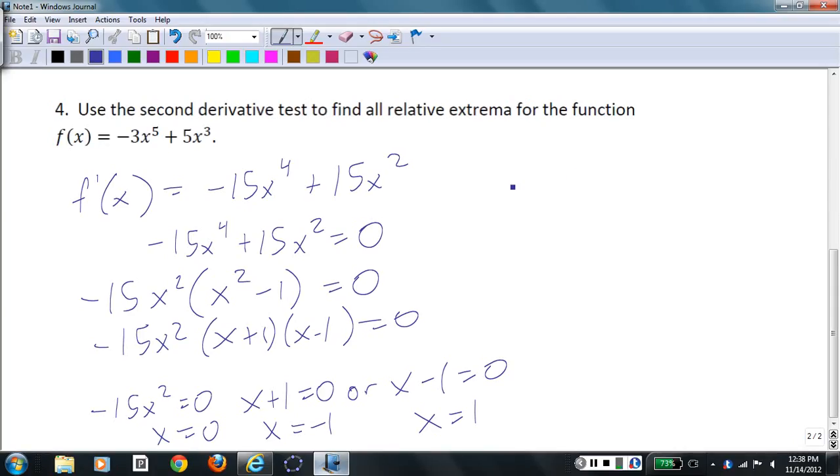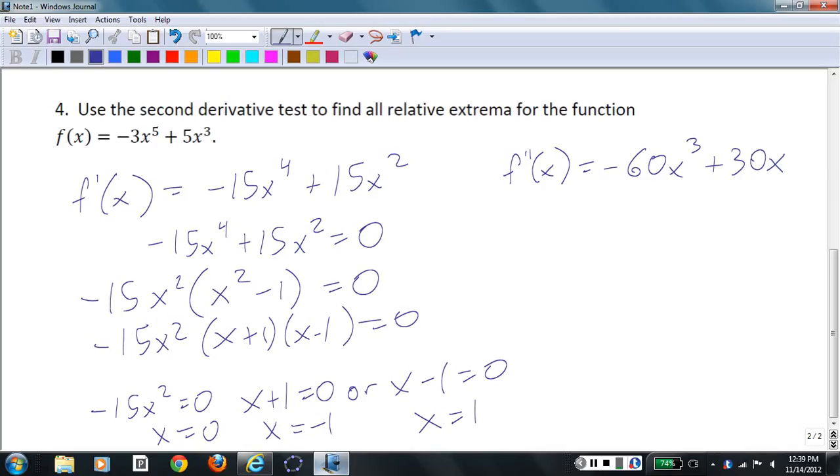Arrange those on a... No, don't. Let's not arrange those on a number line, because if we're going to apply the first derivative test, we would consider a sign graph for f prime. The advantage of applying the second derivative test is that we don't have to do that. So I'm going to skip the sign graph for f prime and go directly to f double prime. F double prime of x equals negative 60x cubed plus 30x. That look okay for f double prime of x?